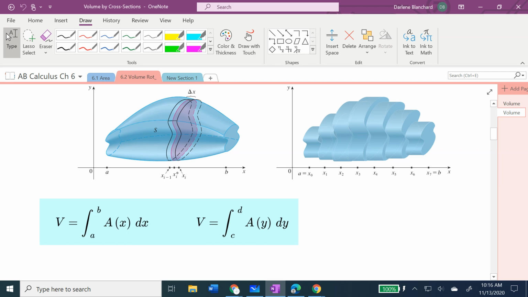We typically use the letters A and B for the upper and lower bounds, and C and D for the upper and lower bounds of y. We typically use the letters A and B to look at an x interval, C and D to look at a y interval. And we have to be very, very careful when we deal with respect to y because we are so used to dealing with respect to x.